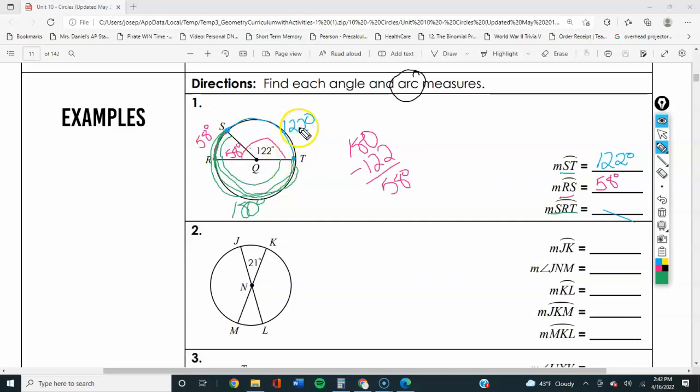You could also do 360 minus 122 because it's everything but ST. Either way is fine. I'm going to do the 360 minus 122, and I got 238. I would have gotten the same thing if I would have done 180 plus 58, which is also 238. So there's multiple ways to do these problems, y'all. Okay. Let's pause for a second and do one more.